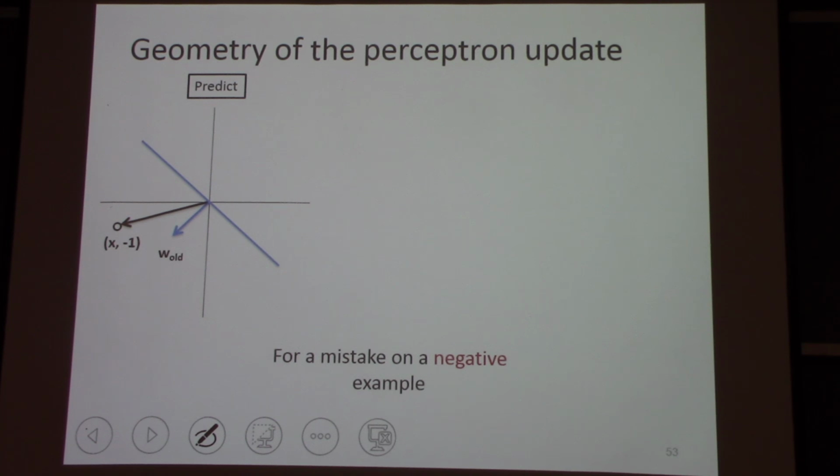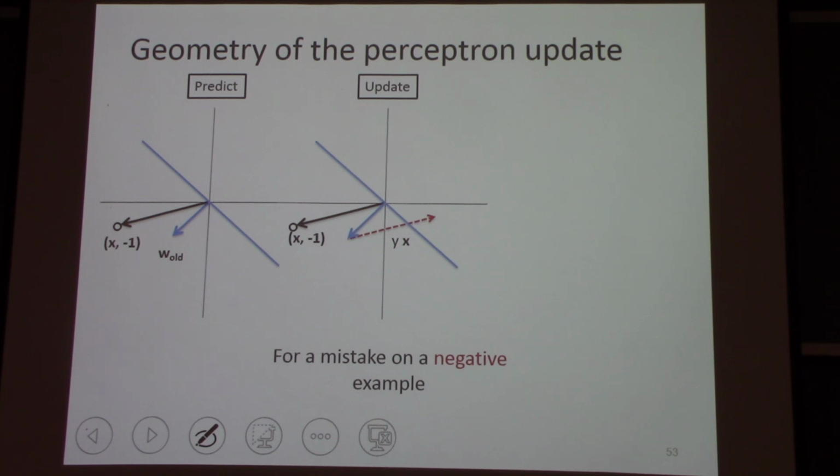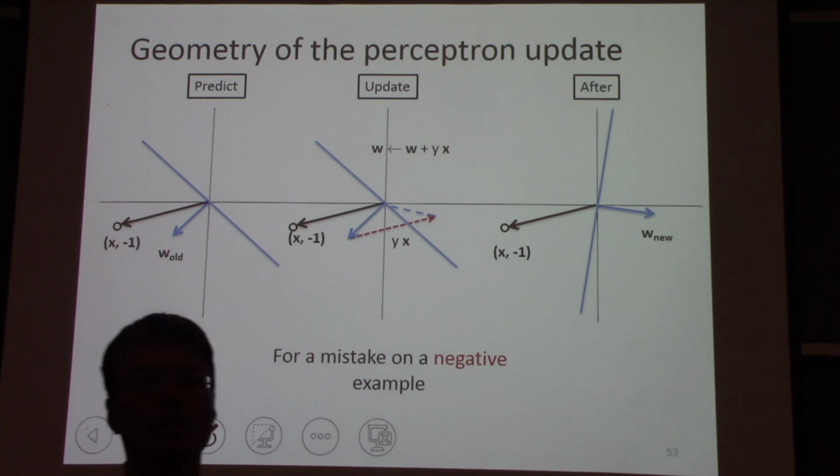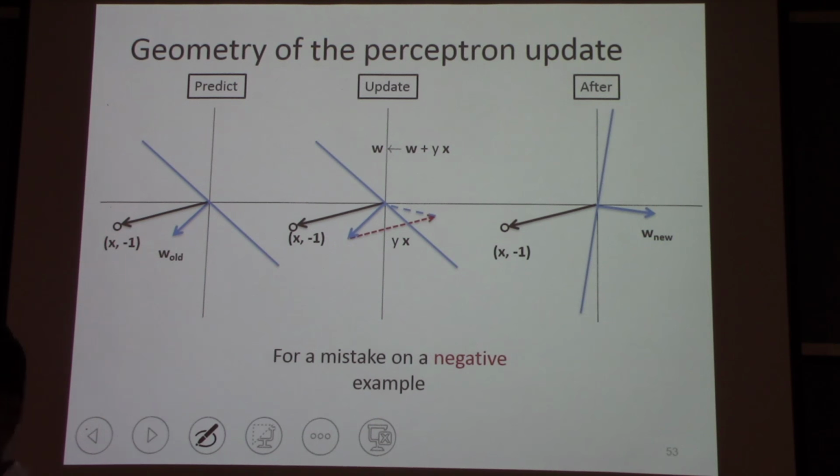Y times x is minus x, because y is minus 1. So again we need to update the weight vector, and this time minus x is the opposite direction. We complete the parallelogram, look at the new weight vector, and it changes the hyperplane. So it gives us a new hyperplane that now reduces the dot product and eventually will put the example on the negative side of the updated hyperplane.